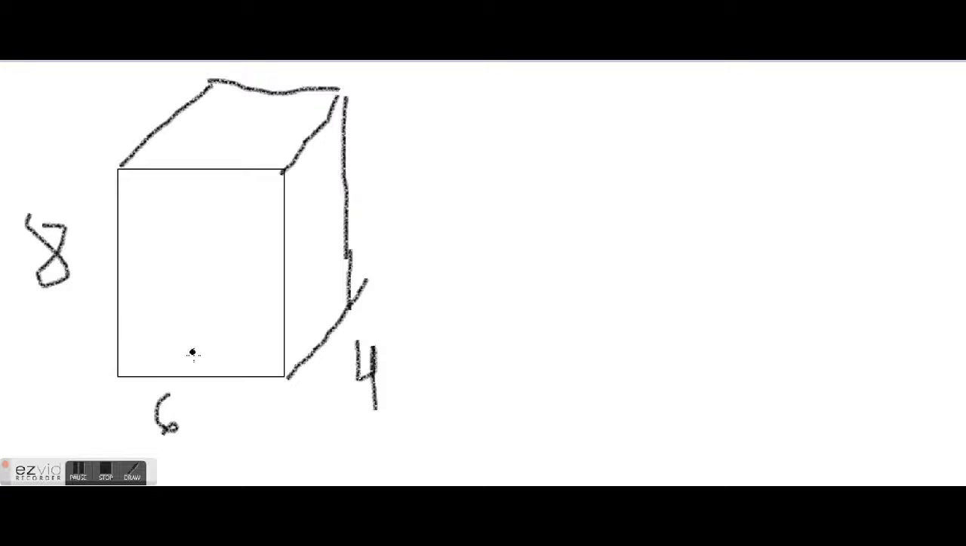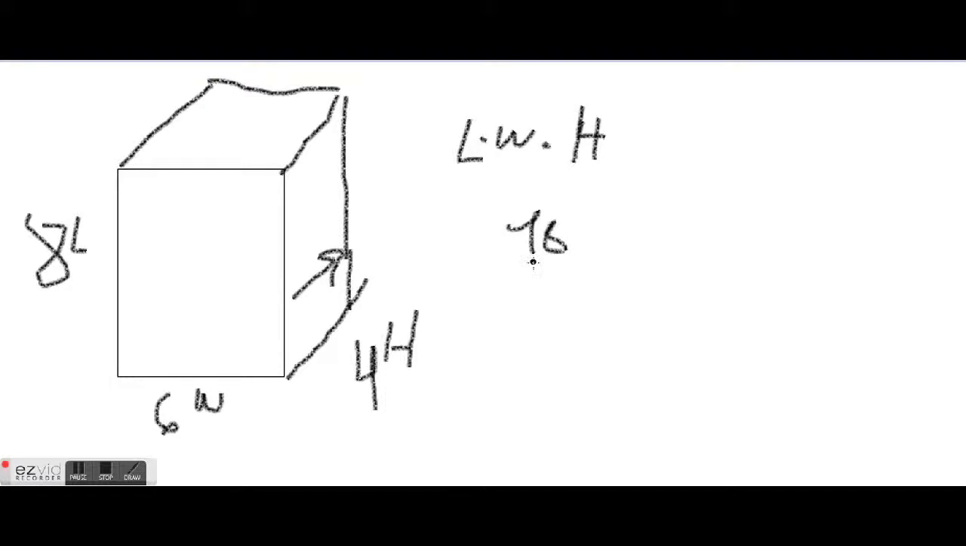So now we have to find volume. Well, volume is just you multiply all of them together. And it doesn't matter which one you multiply first. But it's usually length, width times height. So length times width, which is 8 times 6, is 48. So you have to do 48 times the height, which is 4. 8 times 4 is 32. 16 plus 3 is 19. So the answer is 192 meters squared.